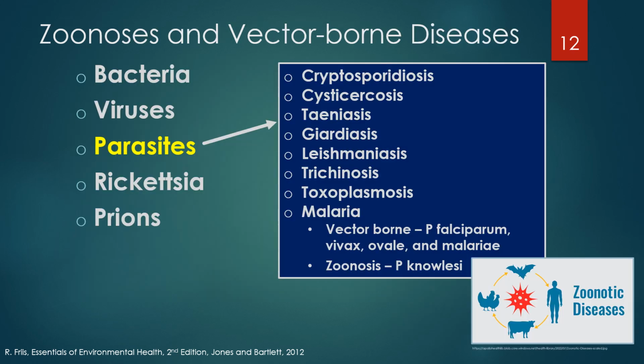Parasitic zoonoses include cryptosporidiosis, cysticercosis, taeniasis, giardiasis, leishmaniasis, trichinosis, toxoplasmosis, and malaria. Malaria is a major vector-borne disease caused by Plasmodium falciparum, vivax, ovale, and malariae. Plasmodium knowlesi, which also causes malaria in humans, is considered a zoonotic disease, since it appears to require a natural intermediate host, the macaque monkey, for transmission to humans.